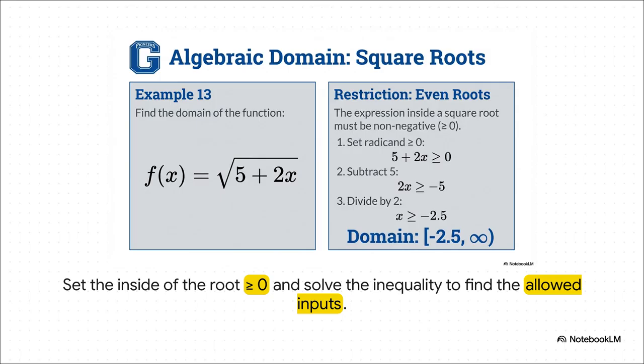We've got the function with the square root of 5 plus 2x. What do we do? We grab the stuff inside the root, the 5 plus 2x, and we make a new little math problem. We say it has to be greater than or equal to 0. And from there, it's just basic algebra, right? Subtract 5, divide by 2, and we find that x must be greater than or equal to -2.5. In interval notation, that's bracket -2.5 to infinity.